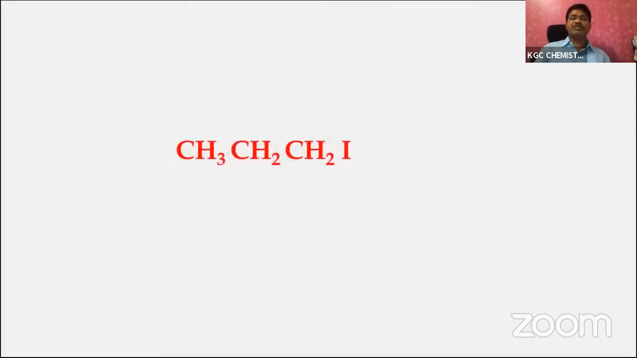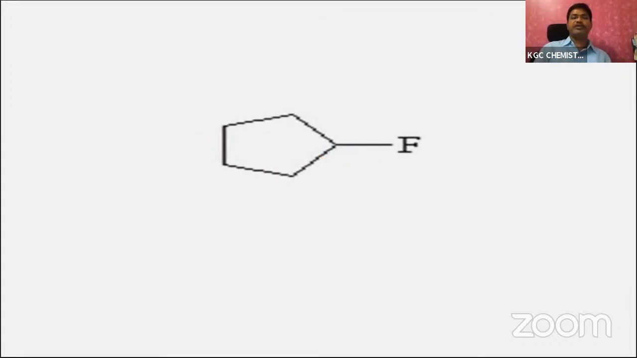Now what is the name of this compound? 1 iodopropane. Don't just say iodopropane, because if there are more than 2 carbons, you should indicate the position of the halogen. 1 iodopropane. What may be the name of this compound? Cyclofluoropentane.